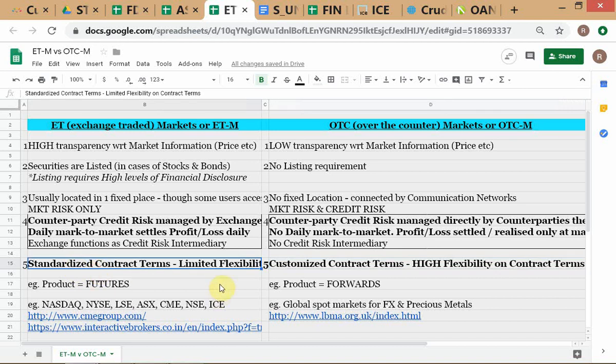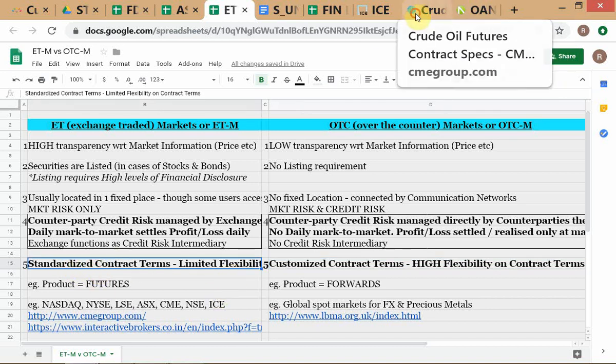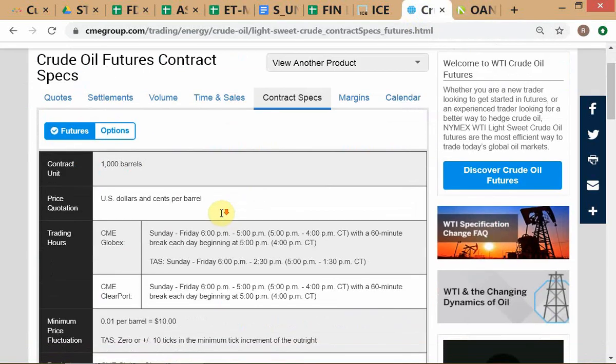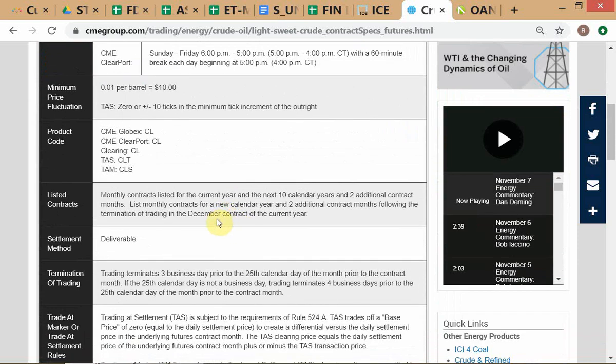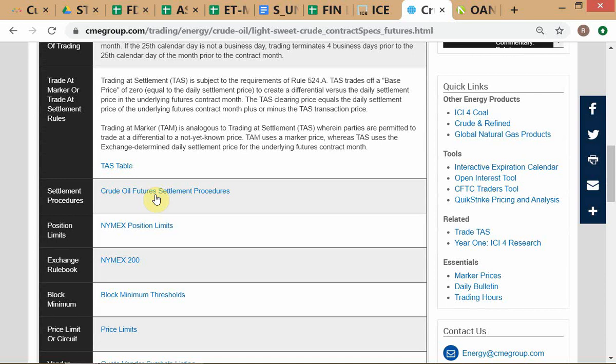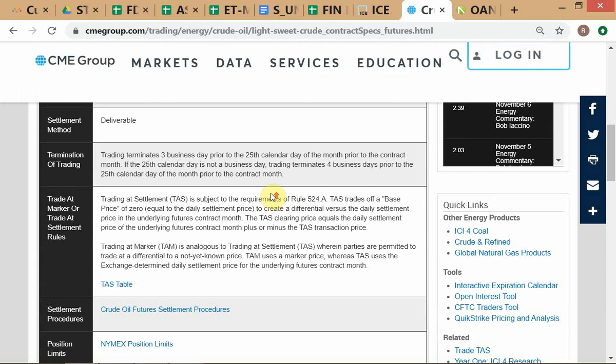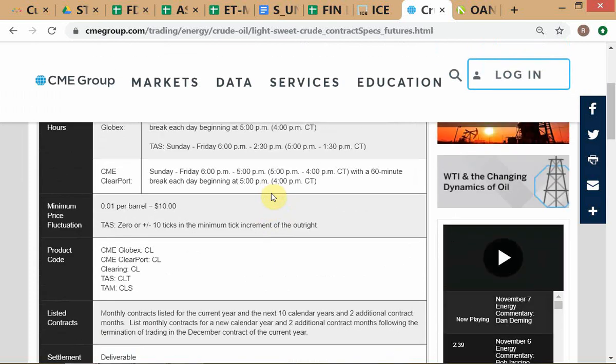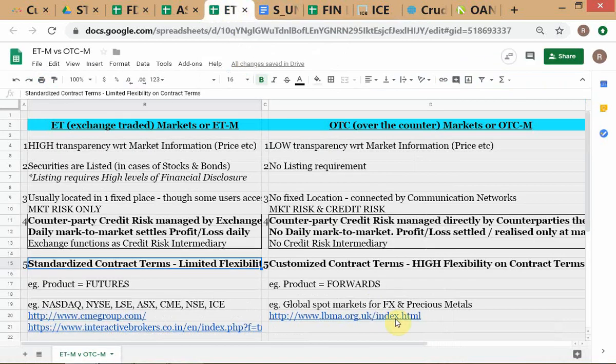We are basically concerned with only two things. Highly standardized, you should check out some of these contract terms to see how highly standardized it is. Okay, the termination of trading, settlement prices, settlement procedures, what kind of crude oil can be delivered. You can't take crude oil from Saudi Arabia and deliver into this contract because it's not covered. Okay, so everything is specified. Everything is specified, highly constrained, no flexibility.